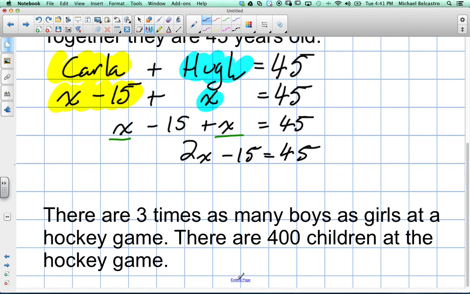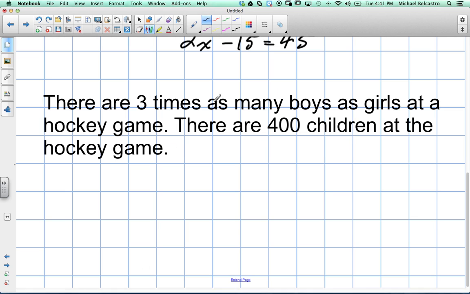So let's try this again. It says there are 3 times as many boys as girls at the hockey game. So let's get the total number first. There are 400 children in total. So what are the two variables? Boys and girls. And when we put them together, how many do we get? 400. So boys plus girls is 400.